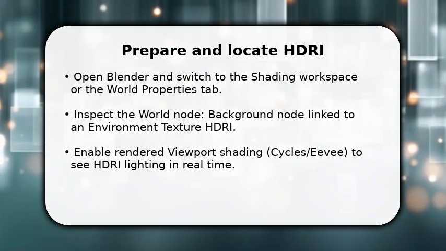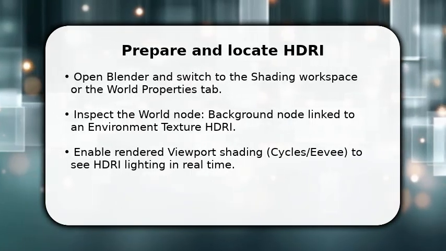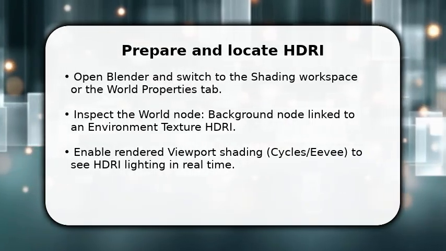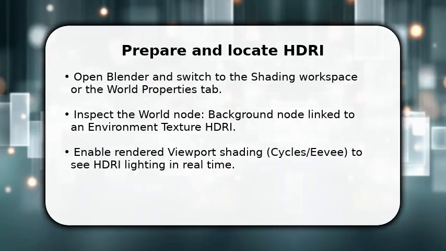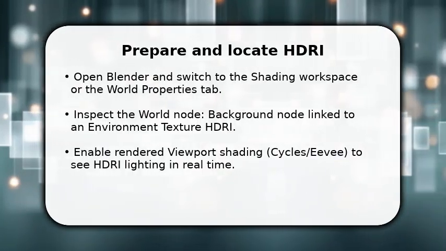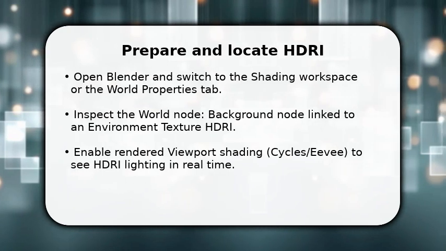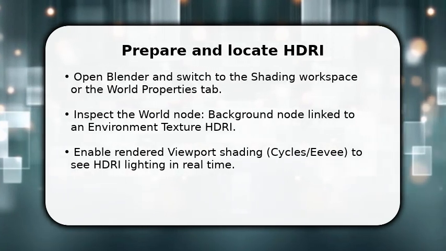If you can't find the node, open the shader editor and switch to World. Once done, identify the environment texture node that contains the HDRI image file you want to remove. Now you will remove the HDRI connection safely.